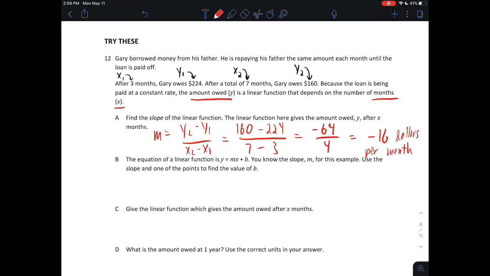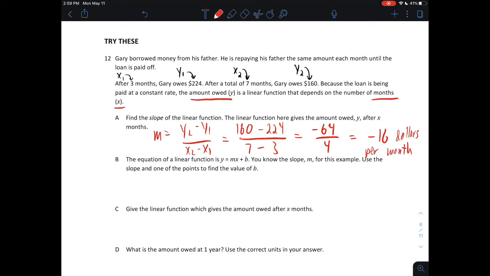That's how his debt is changing. Part B. The equation of a linear function is y equal mx plus b. You know the slope. We just found it. It's negative 16 for this example. Use the slope and one of the points to find the value of b.